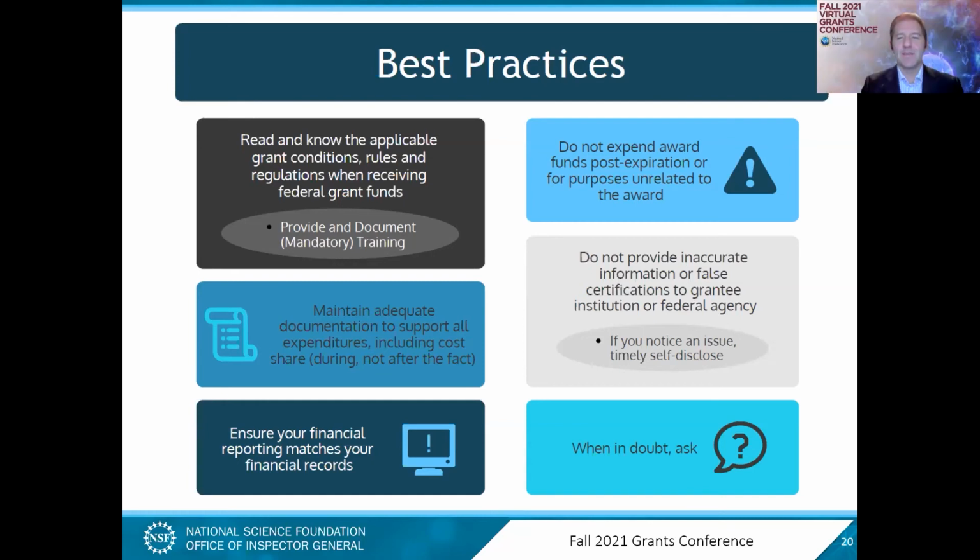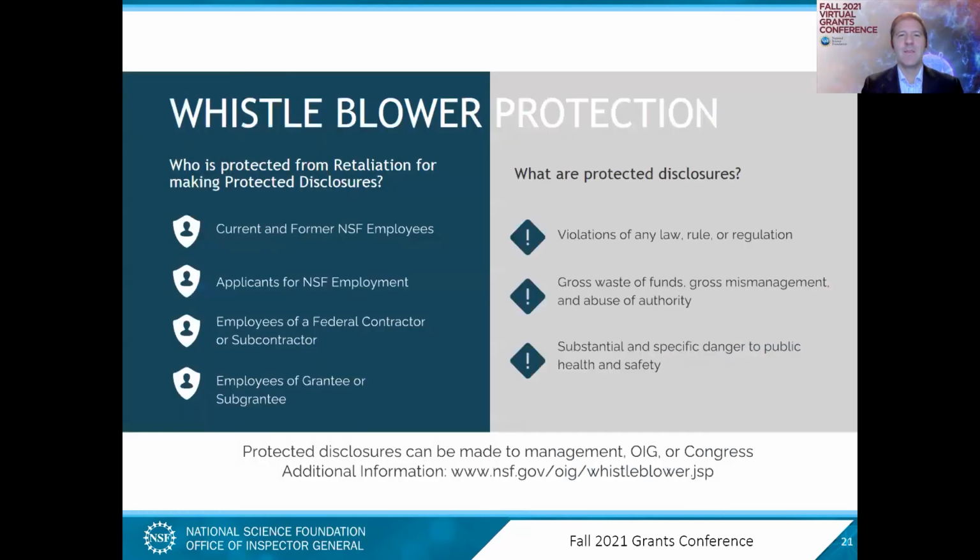Next slide, please. Thank you, Lee. A core value of the OIG is protecting NSF employees, contractors, award recipients, and subrecipients who step forward to identify potential wrongdoing. Federal law prohibits retaliation for providing information reasonably believed to be evidence of a violation of law, gross mismanagement, waste, abuse of authority, and a substantial or specific danger to public health and safety.